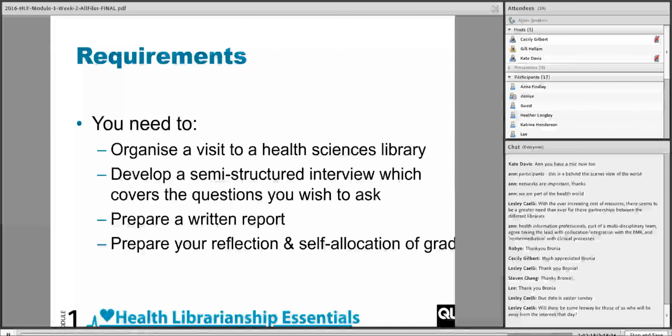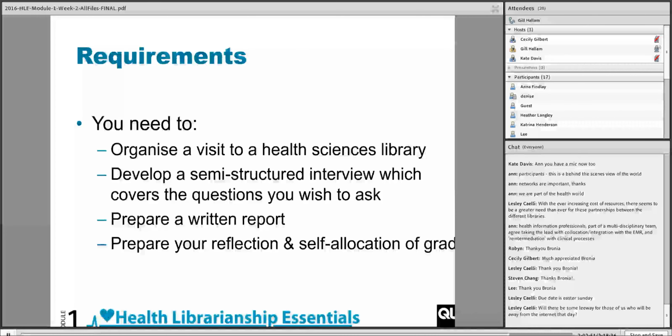If there's one in your local area, then feel free to make contact with them. And then what we need you to do is to develop a semi-structured interview, part of the research process, which does cover the questions you wish to ask. And then after the interview, prepare your written report. We also ask you to prepare a reflection and self-allocation of grades, so critical appraisal in practice.